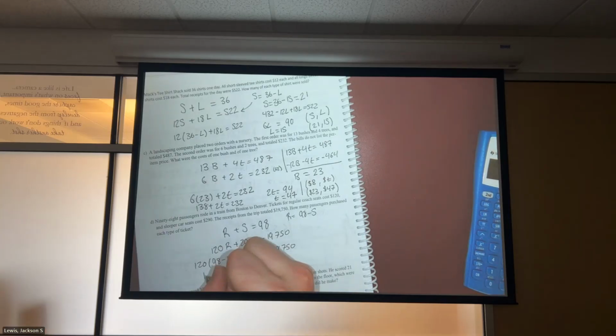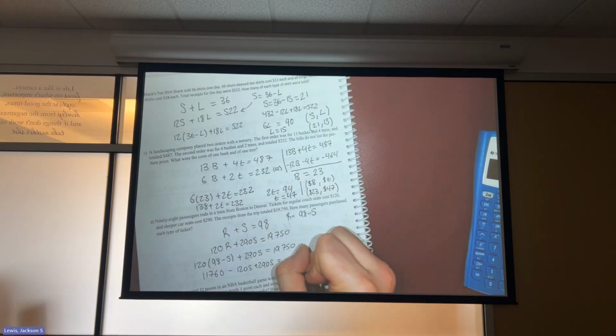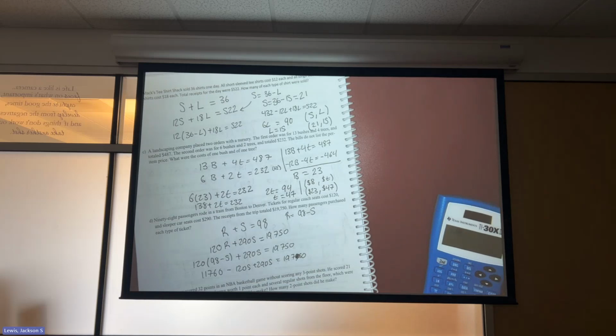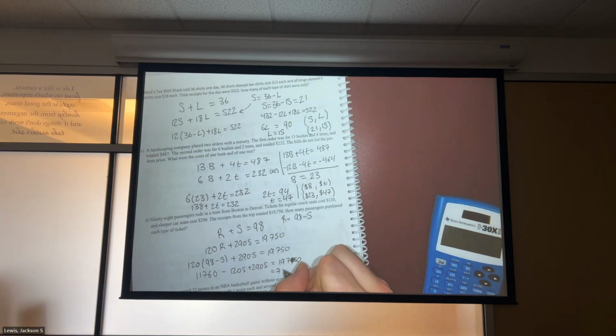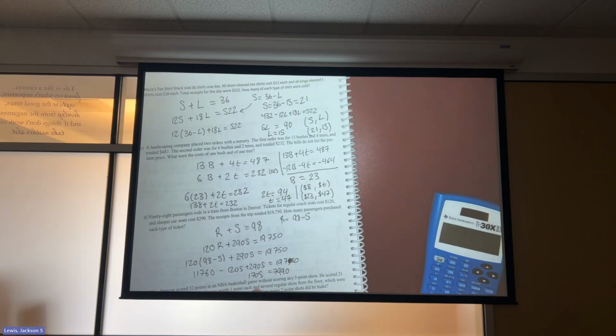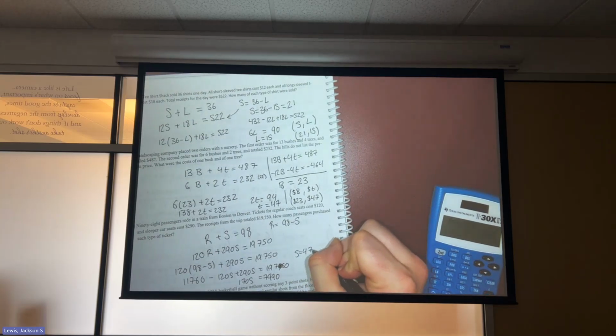98 times 120 is 11,760 minus 120S plus 290S equals 19,750. 19,750 minus 11,760 is 7,990. 290 minus 120 is 170. And then I just divide this by 170. I get S equals 47.